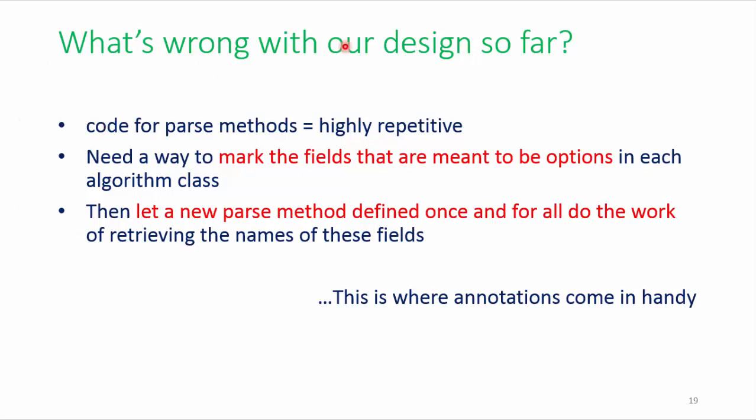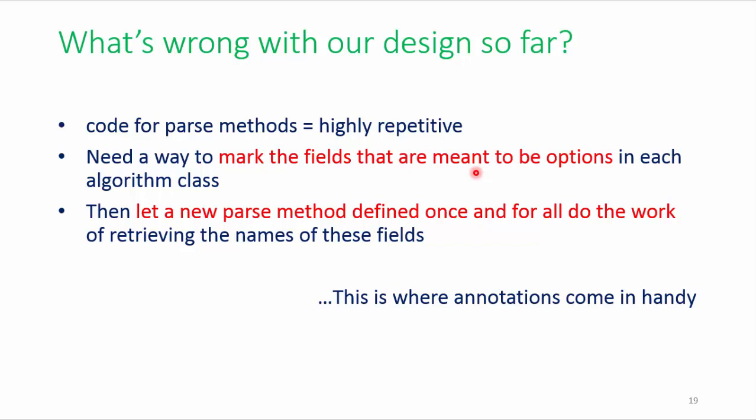So just to summarize what's wrong with our design so far: highly repetitive code in all of those parse methods. How are we going to solve this? We are going to use annotation to mark the fields, the attributes that are meant to be options. Remember that in one of our classes, we had two attributes defined, and only one of them was meant to be an option that would be displayed with toString, and that would potentially be set to true in the parse method. So that means that we need to distinguish between the attributes that we want to parse and the ones that we do not want to parse.